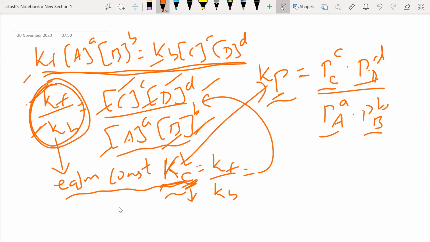Just include the point: the active mass of pure liquids and pure solids is 1. Unity. Okay, the active mass of pure solids and pure liquids is 1. Now, why did I say this statement? Wait, let me give you a reaction, then you might understand.